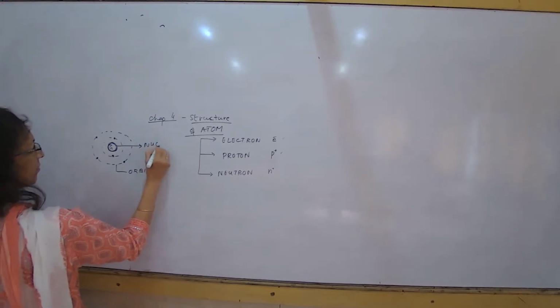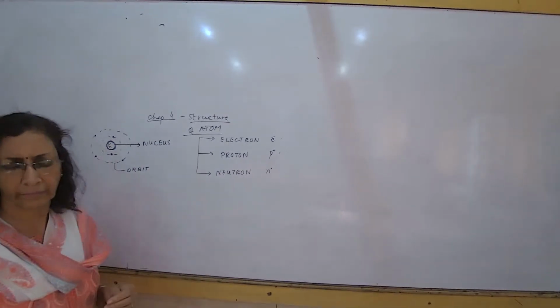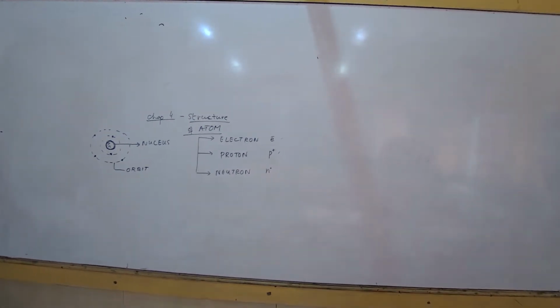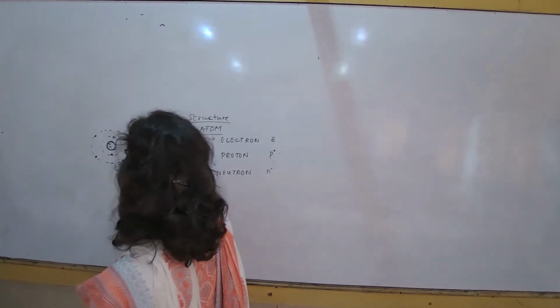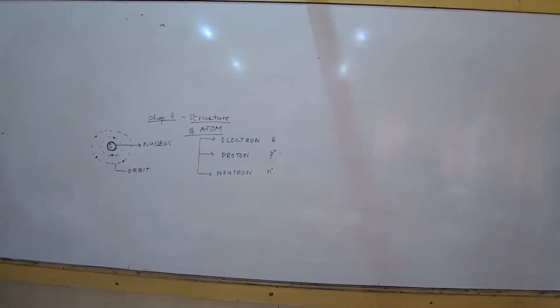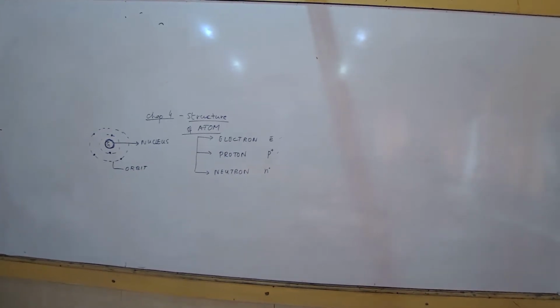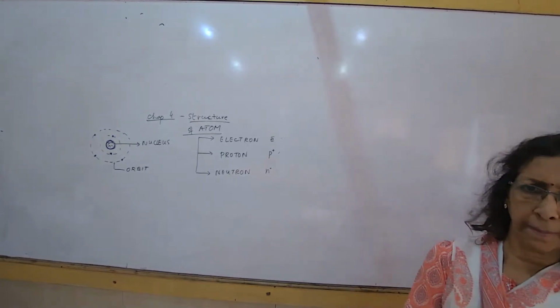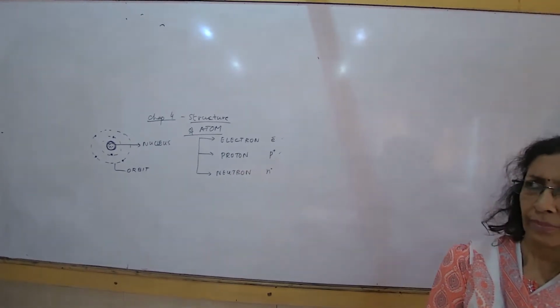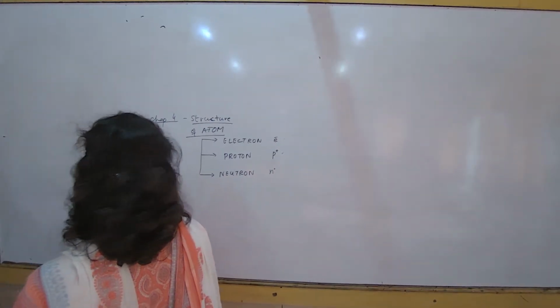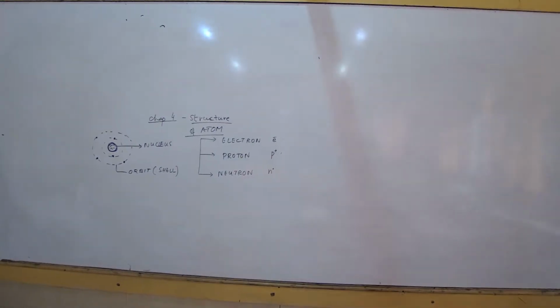Take it down, and you can draw this freehand. So that is the nucleus. Protons are positively charged. The neutrons are neutral. These orbits are also called shells.